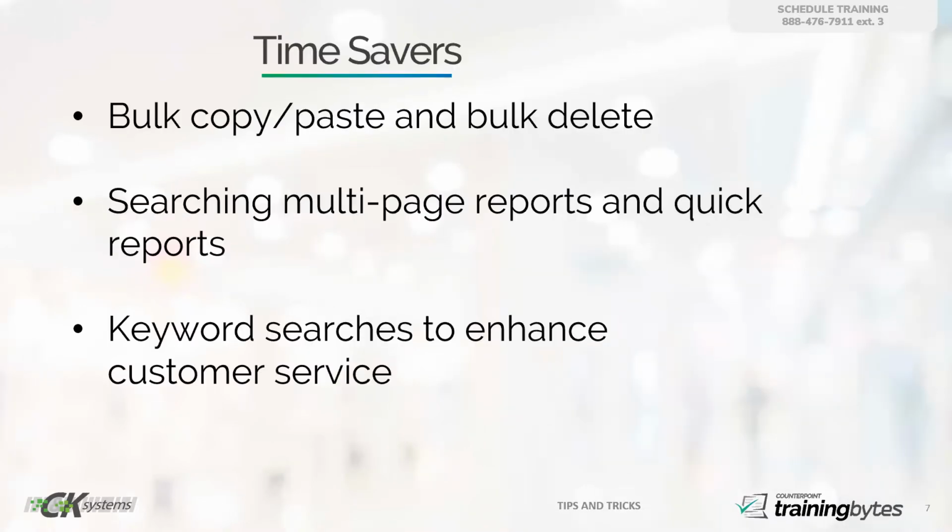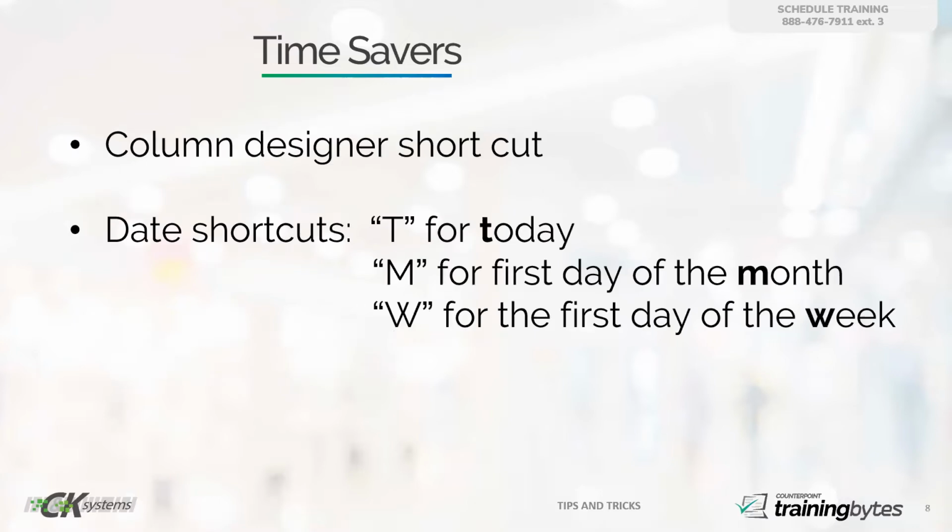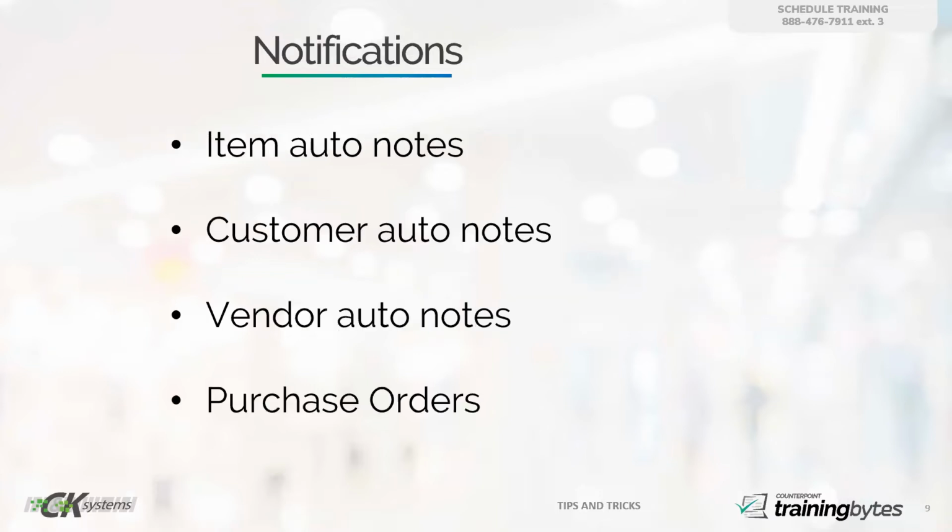Some of the time savers I'm going to show you today: bulk copy and paste, bulk delete. I'm going to show you how to search multi-page reports in a lookup or even in a report preview. And we're going to talk about keyword searches and make sure everyone is using keyword searches because that's the quickest way to find an item. I'm going to talk about some other time savers like the column designer shortcut and date shortcuts. And then, of course, the auto notes for items, customers, vendors, and purchase orders.